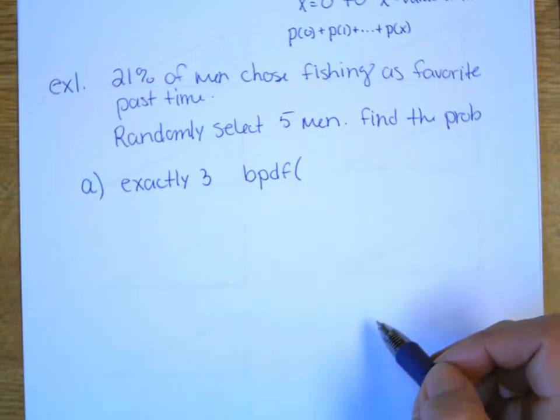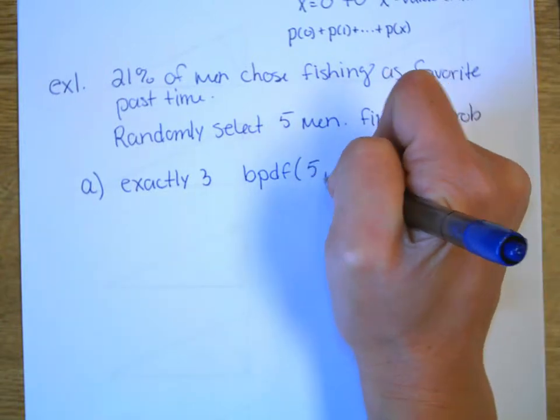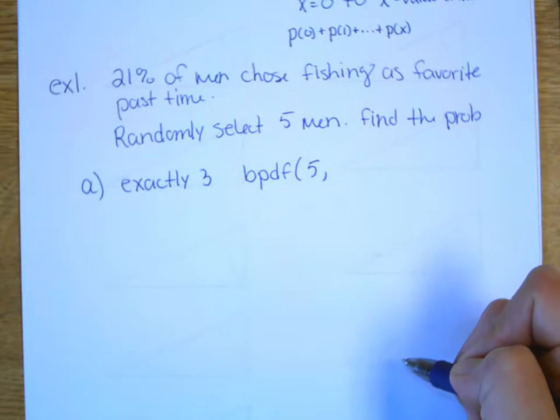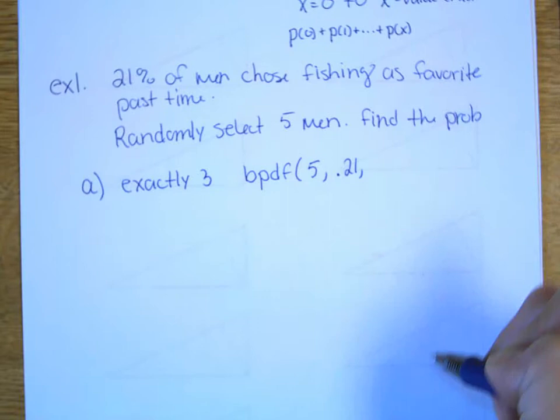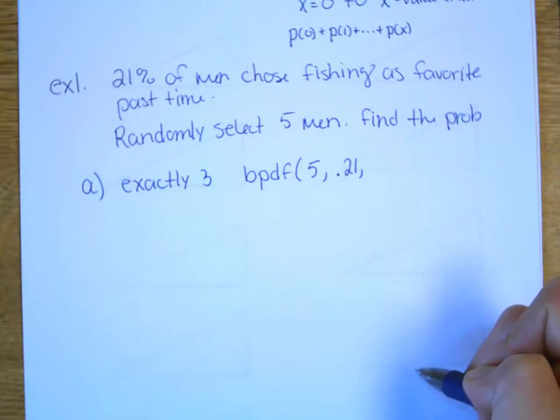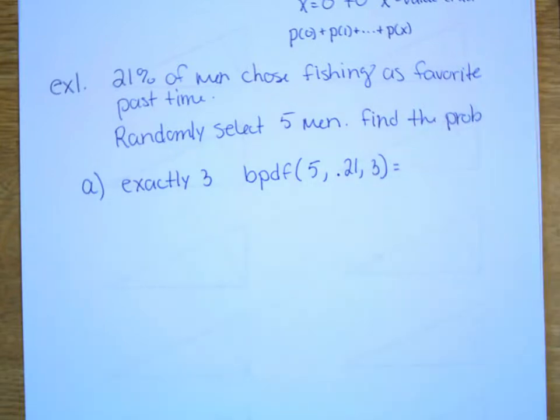So how many trials did we do on this one? 5 trials, the 5 men that were asked. What's the probability of success based on their study? 0.21. How many successes are we looking for? 3. So what is this probability?